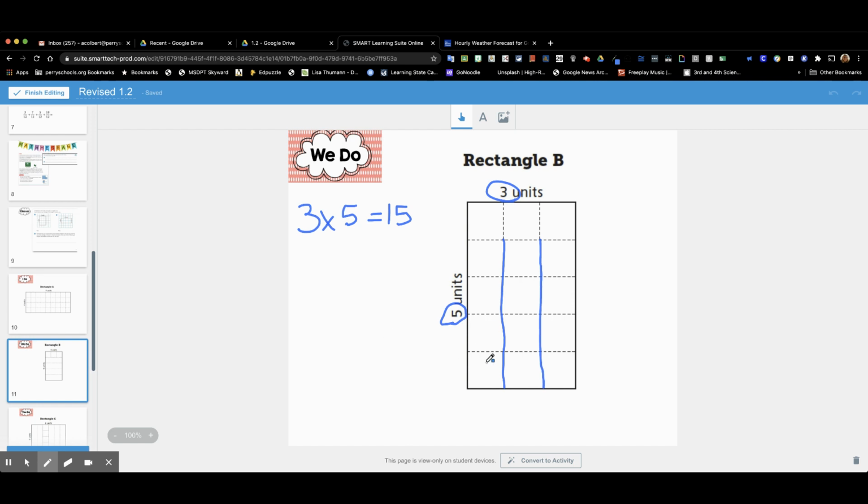Now I should be able to go through and count 1, 2, 3, 4, 5. I want you to finish this. Pause the video, come back, and let's see if we get the same thing. All right, so you'll see my work here. I counted all the way to 15, so I know that it is 15 units squared or 15 squared units.